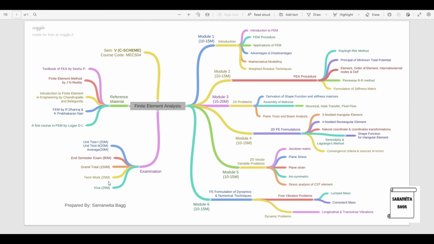And last is the Viva, which is conducted for 25 marks, wherein you will have to solve a particular problem in the lab during the exam, and also a Viva is taken, an oral examination. So based on that, you are granted 25 marks. So the total of this entire course is 150 marks. So with this, I end this session.